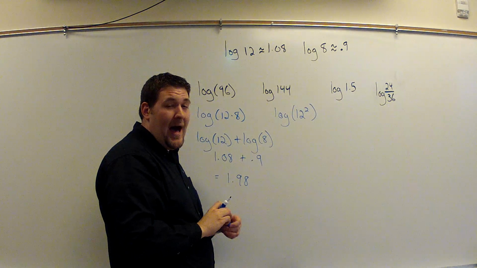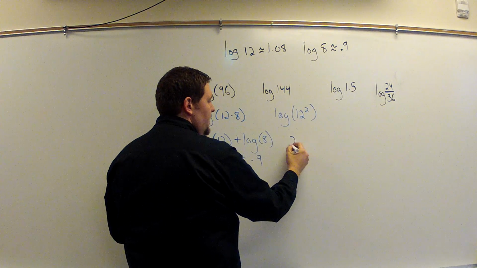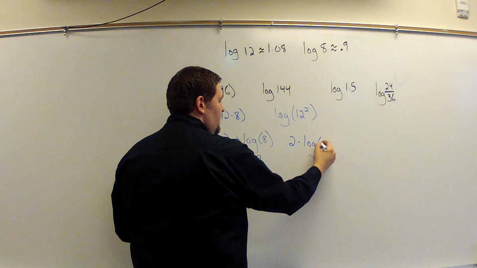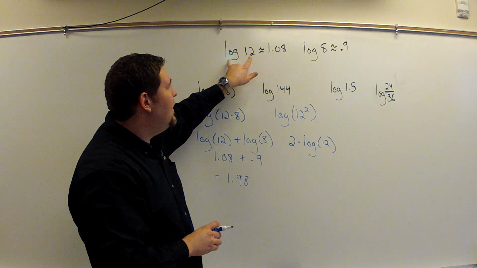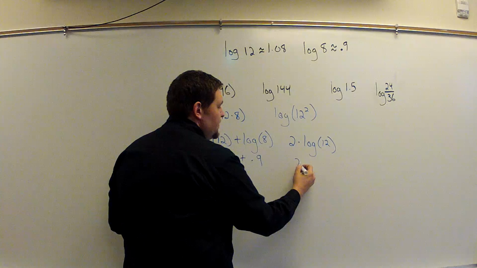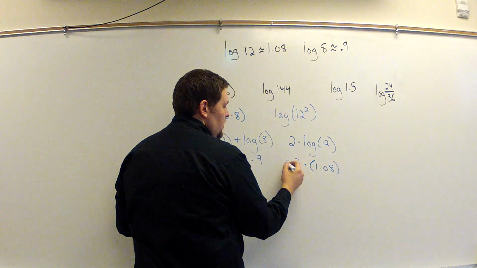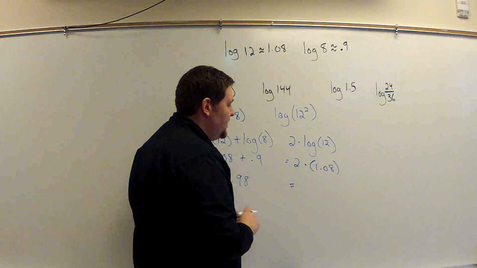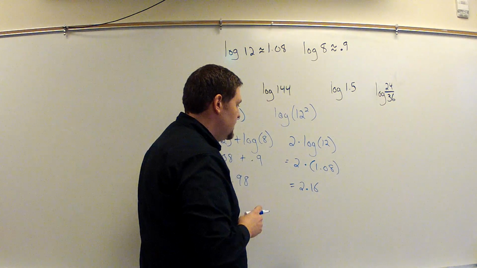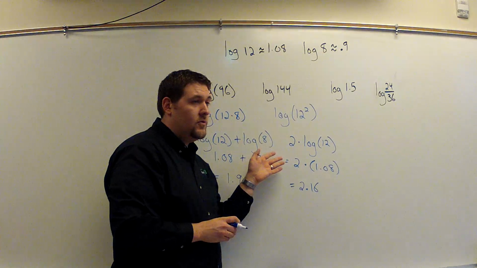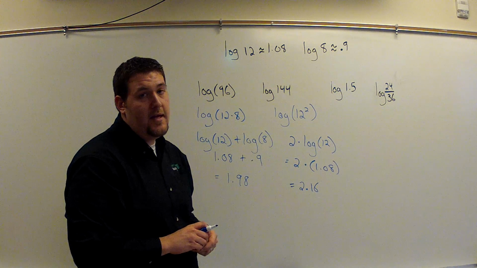Using the power property, this power of 2 would come to the front as a multiplier: 2 times the logarithm of 12. I know what log of 12 is. It's approximately 1.08. So this turns into 2 times 1.08. If we double this, it becomes 2.16. And that's how the power rule could be used. In this case, the power rule came in handy.